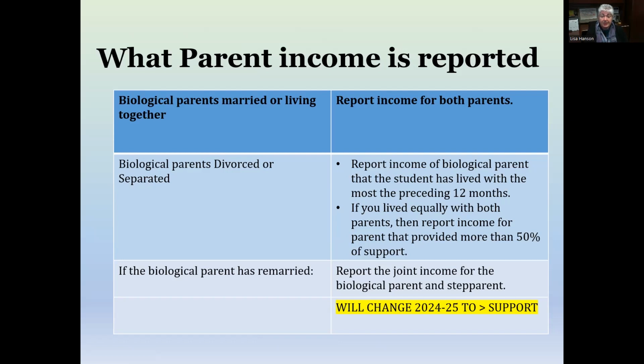And then the next thing you need to know is if the biological parent has remarried, we'll also include the joint income for the biological parent and the stepparent that's in that household. And I put some yellow on the different slides where things will change. We do have some changes planned for 24-25, and this will be one of those areas that changes. In 24-25, it will be the parent who has provided the greater amount of support that will be the parent to complete the FAFSA application. So we will see some changes there, and I just wanted to highlight those since we know that's coming down the pike.